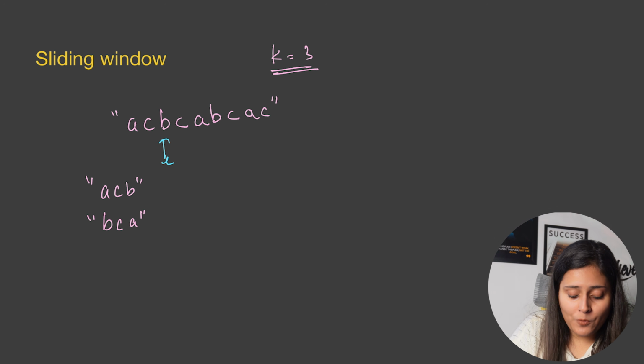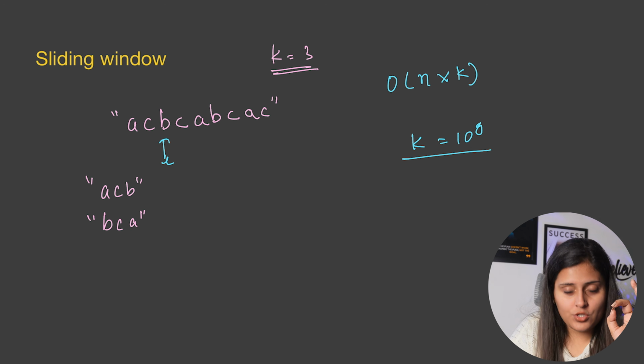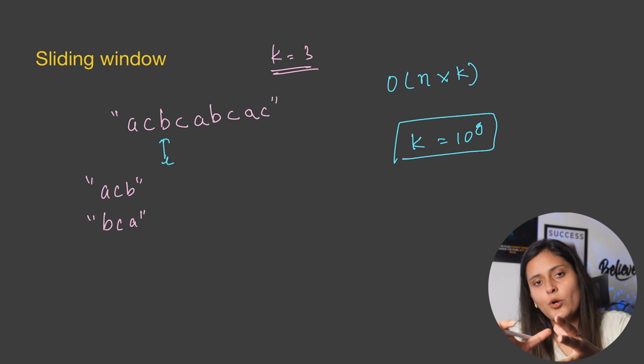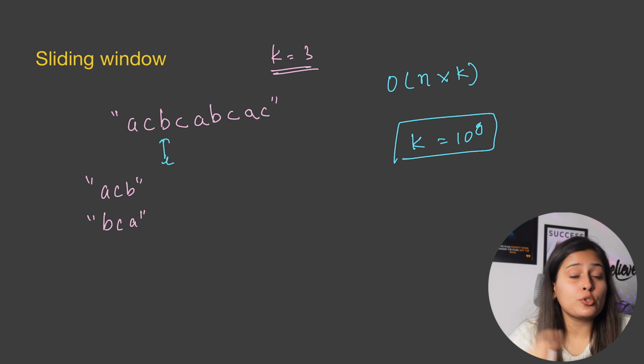So my total time complexity will be O of n into k, correct? And if our k is very large, then it might touch O of n square time complexity as well. So this was our brute force approach. Now the optimized approach is sliding window.